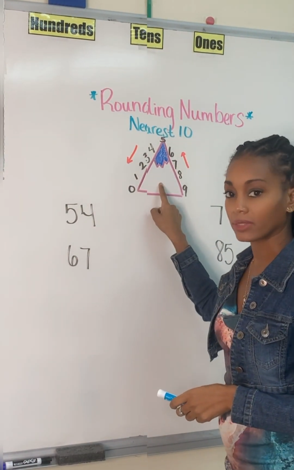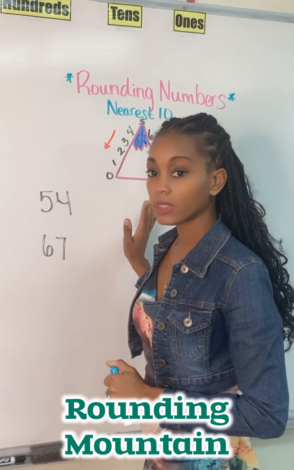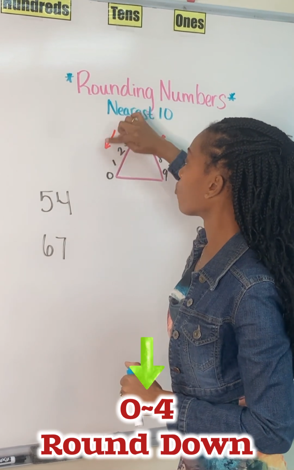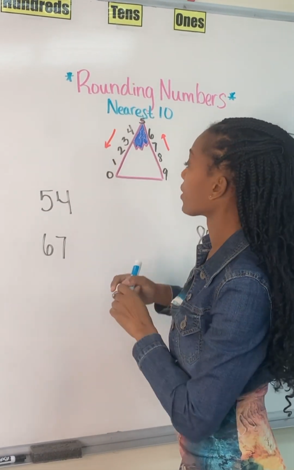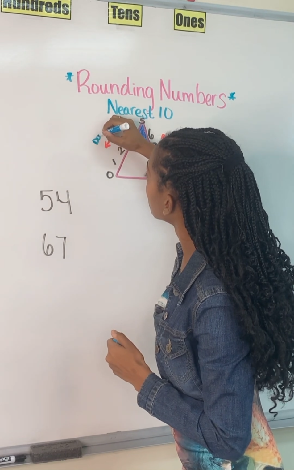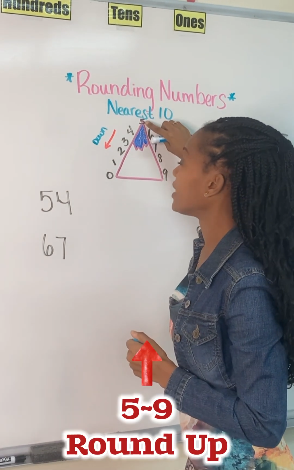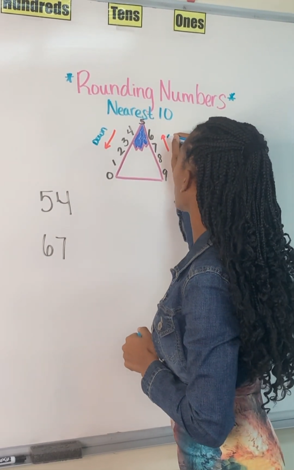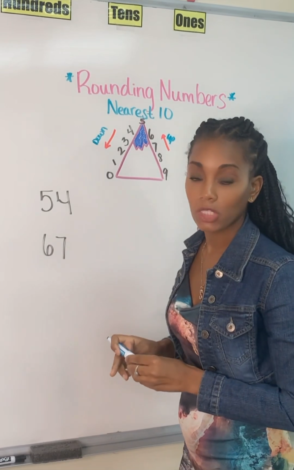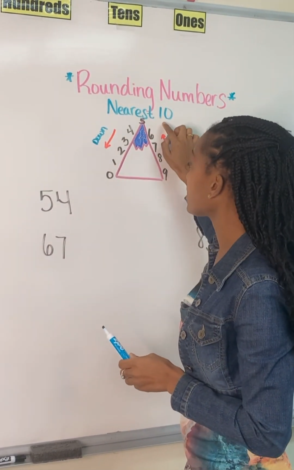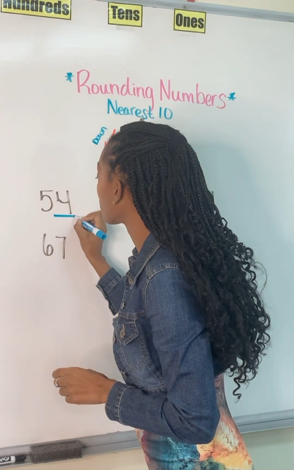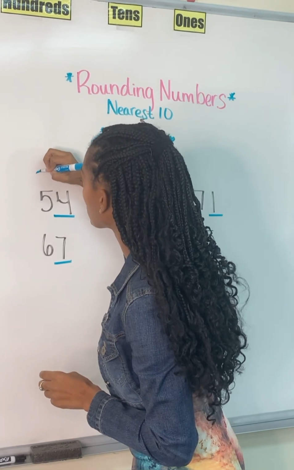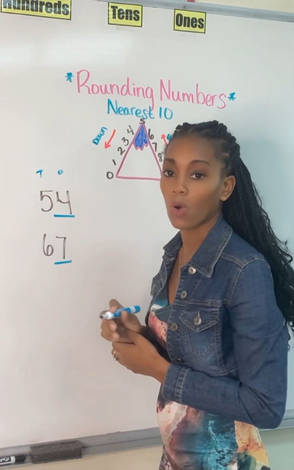Here is our rounding mountain. When we round, numbers that end in 0, 1, 2, 3, and 4, we are going to round down, okay? When we get to the ending numbers in the ones place of 5, 6, 7, 8, or 9, we are going to round up. So when we are rounding to the nearest 10, we are concerned with the ones place. The ones place. Remember, this is our tens place, and this is our ones place.